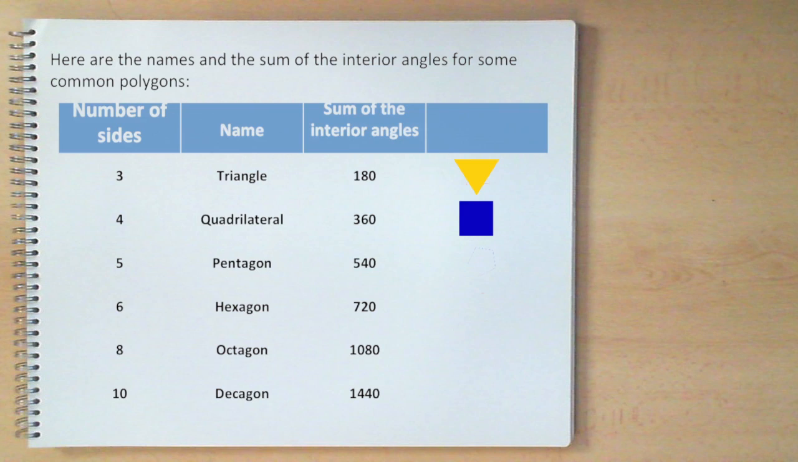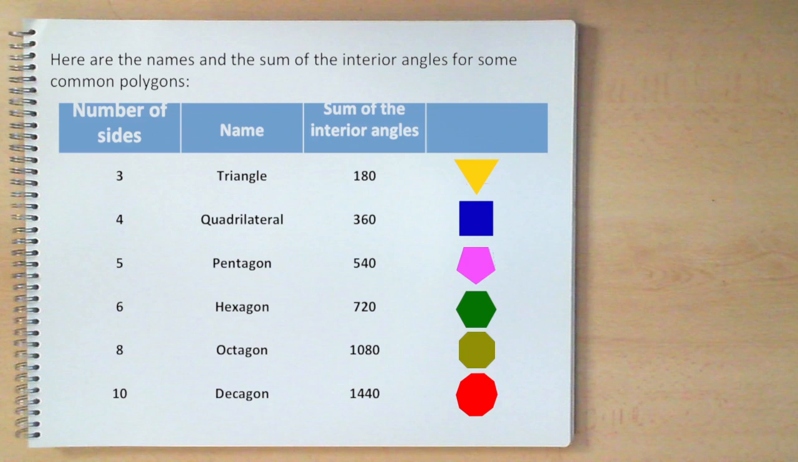Moving on to a pentagon. If you get a regular pentagon and measure the interior angles, you'll find that those interior angles add up to 540 degrees. That's 108 degrees for each of the interior angles. In an irregular pentagon, of course, those angles can be different. And we can work through each of these different polygons, and we see that for a hexagon the interior angles add up to 720 degrees. For an octagon it's 1080 degrees, and for a decagon, a 10-sided shape, it's 1440 degrees.